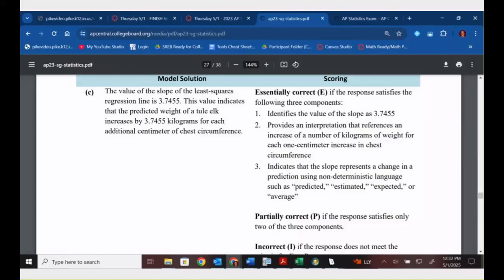It is what the model predicts will happen. If you got all 3 components there, give yourself an E. If you got 2 of those 3 components, give yourself a P. If you got only 1 or none of those components, give yourself an I.